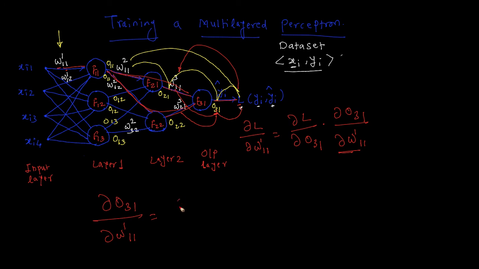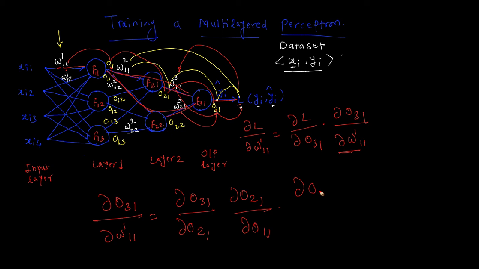So the derivative of O31 with respect to this O21. On this path I have this O21, so O31 with respect to O21, and then O21 with respect to O11. This is O11 here. So the derivative of this O21 with respect to this, and then finally the derivative of O11 with respect to W111. So this is the derivative of this path.